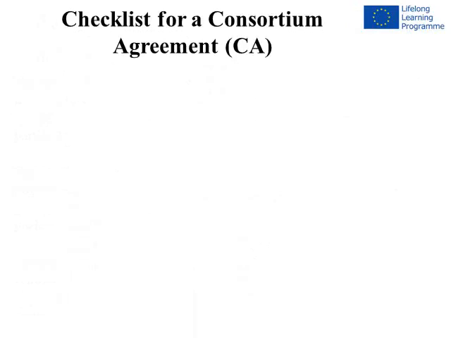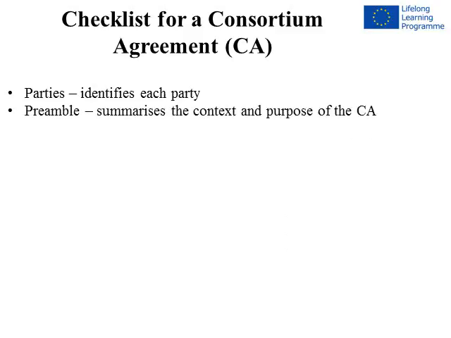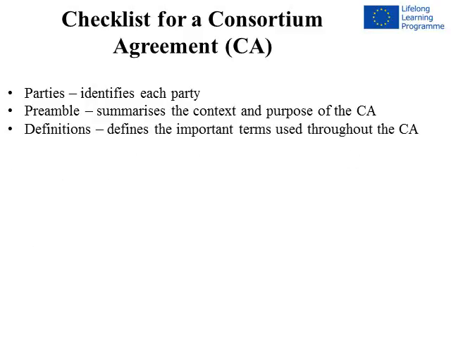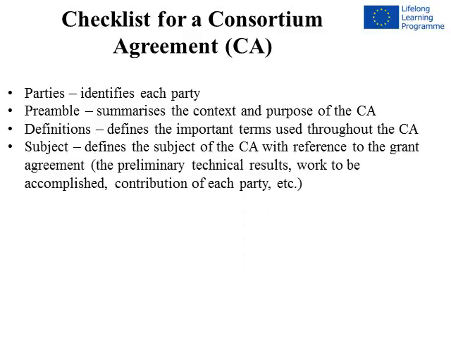Checklist for a consortium agreement, CA. Parties. Identifies each party. Preamble. Summarizes the context and purpose of the CA. Definitions. Defines the important terms used throughout the CA. Subject. Defines the subject of the CA with reference to the grant agreement, the preliminary technical results, work to be accomplished, contribution of each party, etc.